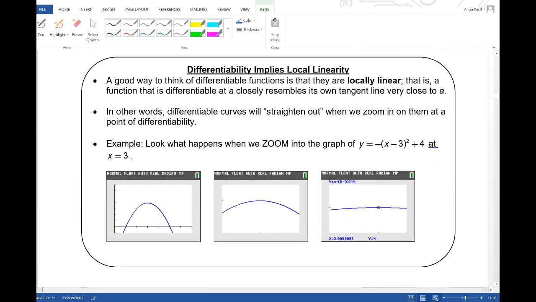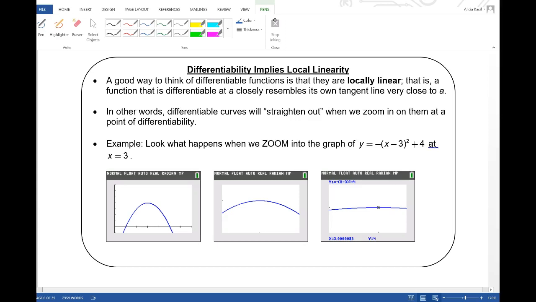Okay, so differentiability implies local linearity. So what does that mean? The idea of differentiability is kind of zooming in closer and closer to a particular point. So if we take a look at this example of a parabola, if I were to just zoom in more and more into a particular point, what happens? It starts to look like a line, and that would happen to any part of the graph.